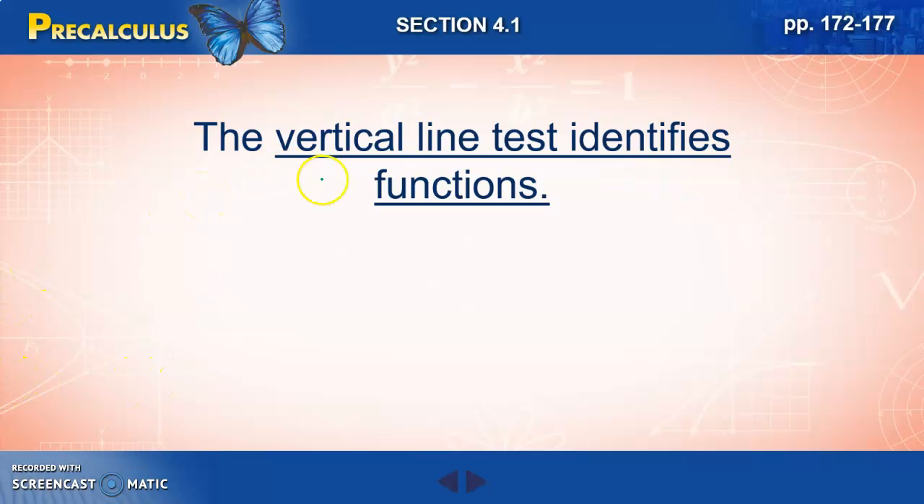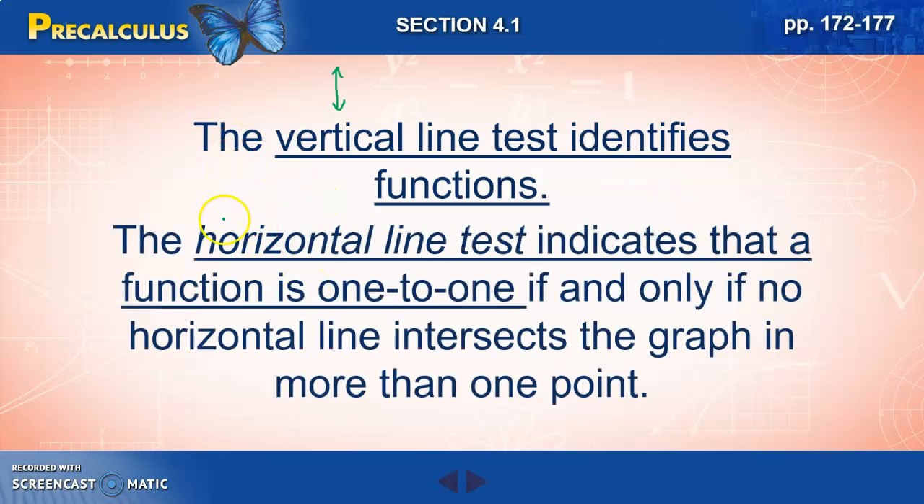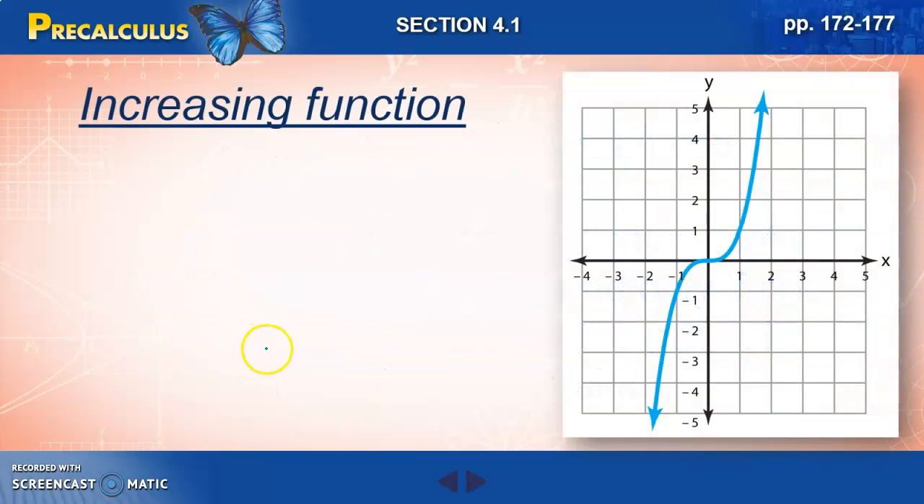Again, I mentioned at the beginning that you're already familiar with the vertical line test. Passing a vertical line through a graph determines whether something is a function or not. If it passes through the function at only one point at a time, then it is a function. The horizontal line test is a different test, and it can help us determine whether a function is one-to-one. If no horizontal line intersects the graph in more than one point, then it is a one-to-one function.